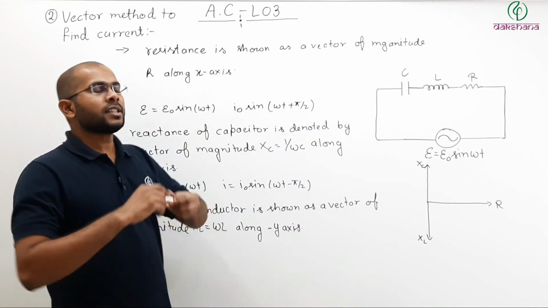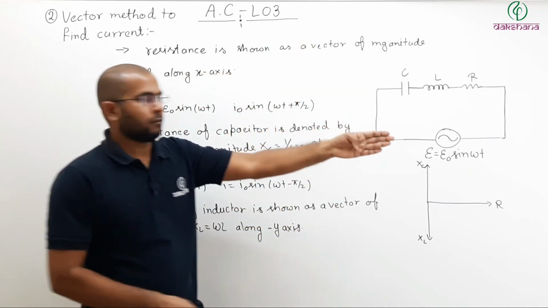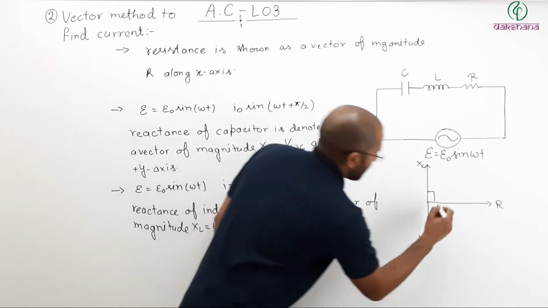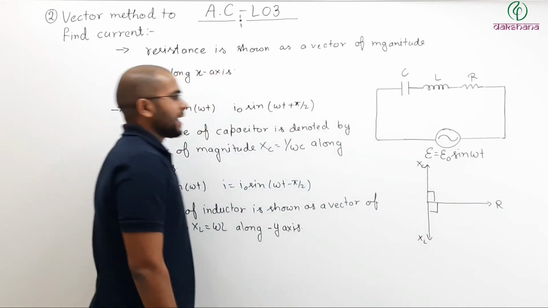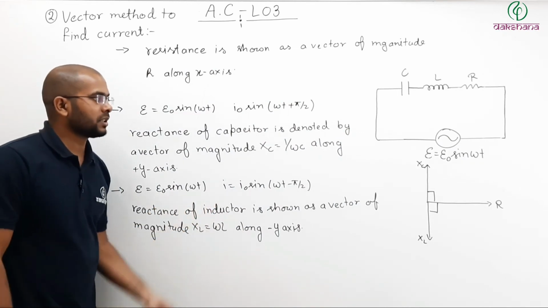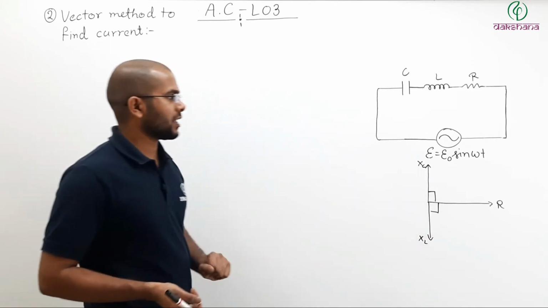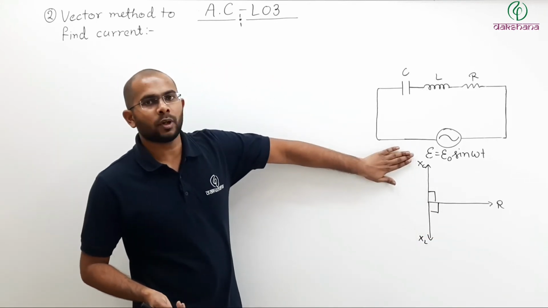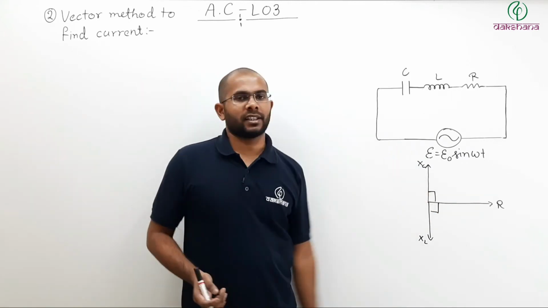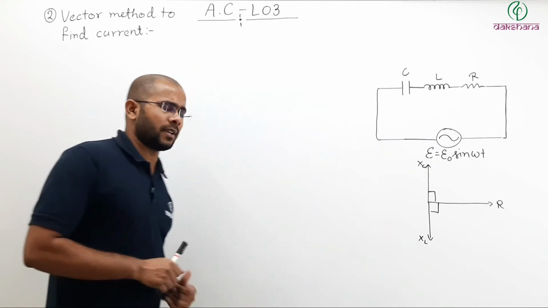Why? Because your EMF is taken along the x-axis. For the capacitor, current leads by pi by 2. For the inductor, current lags by pi by 2 from your EMF. Pause the video, note it down, then we will discuss it further. So in this circuit, XC is shown along the positive y-axis, XL along the negative, R along the x-axis. Now in different books, a different method may be given, but this is the easiest way.